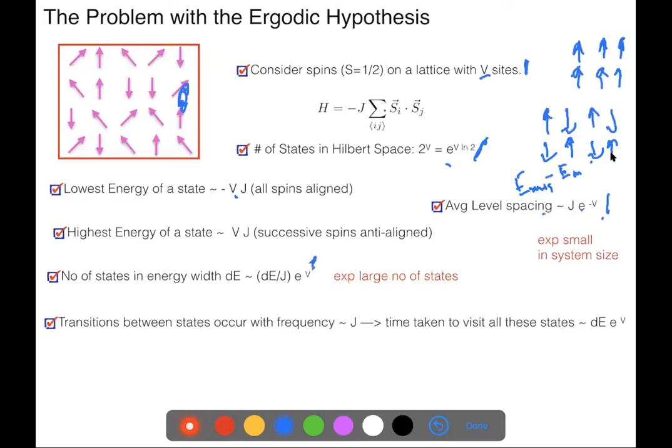And then you can ask, okay, I have an energy scale J, which is basically the transition frequency, because I have only one scale in the system. Transitions between the states will occur with the frequency J. Okay, so on a time scale of J inverse, I will make transitions. So how much time will be taken to visit all these states? I'm assuming that at a time I can make transitions to maybe order V states, but not more than that. This would be exponentially large in the system size.